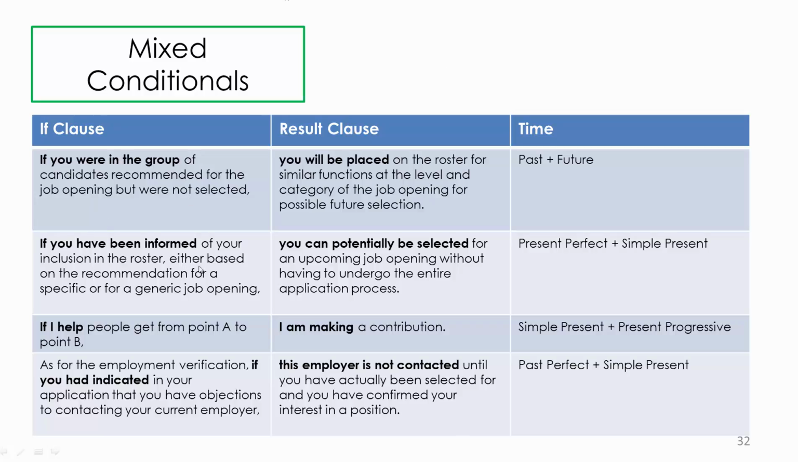Another example, if you have been informed of your inclusion in the roster in the past, but it's at a non-specific time, therefore the use of the present perfect, you can potentially be selected. This uses simple present, and it refers to either present or future time. So we mix again something in the past at a non-specific time with something in the present or the future. Third example, if I help people get from point A to point B, I am making a contribution. Not the best example. It does mix tenses. We have the simple present in the condition. We have the present progressive in the result clause. One reason why I say it's not that special is because we can just say, I make a contribution.